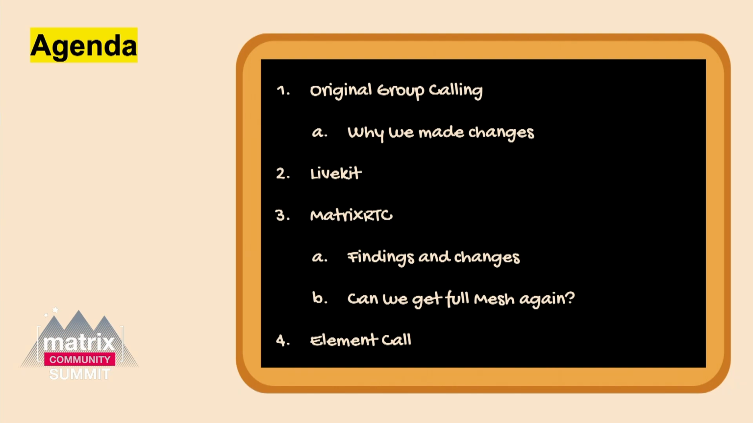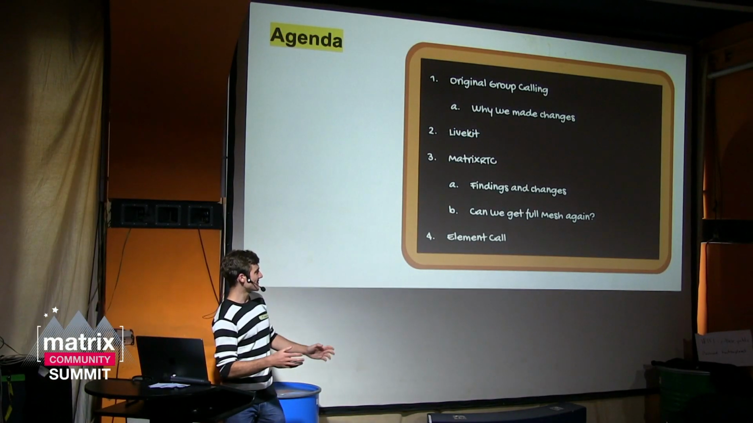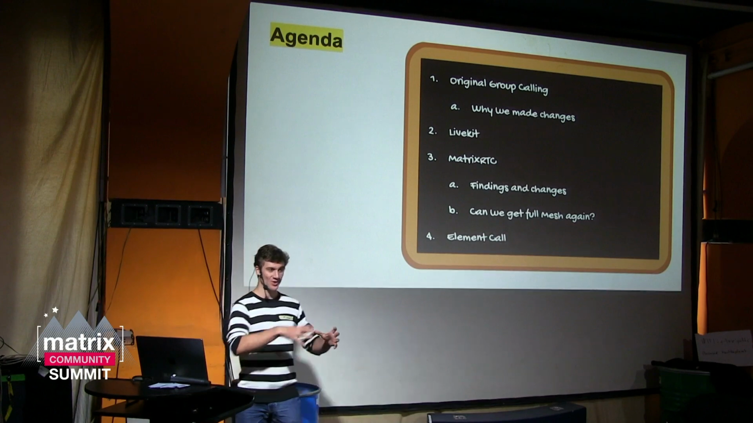We call this Matrix RTC because it's somewhat detached from specific calling. That was the case from the beginning, but it's now even more. And we'll show how we implement the findings and changes. And then kind of the elephant in the room: we switched to LiveKit.